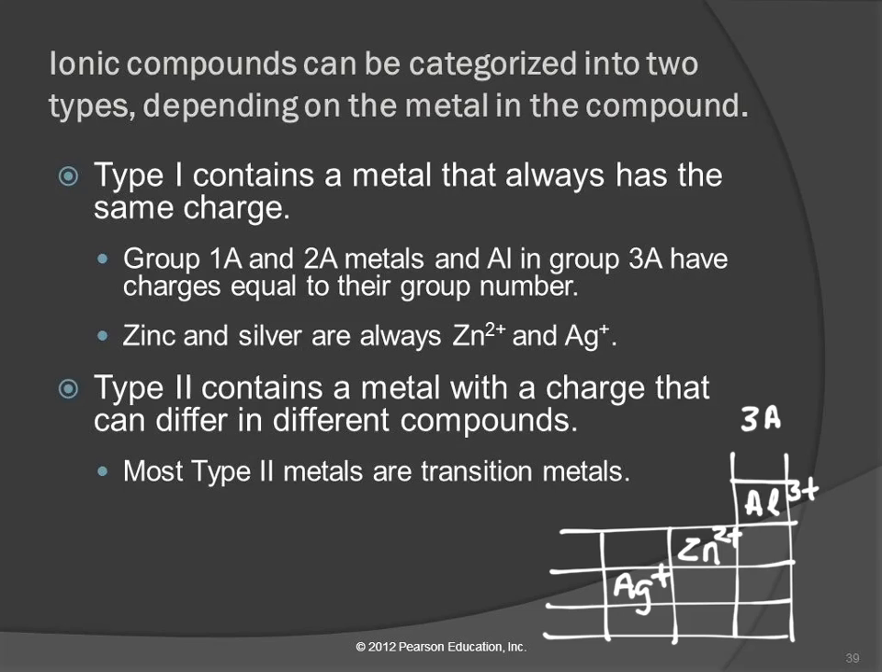Ones in the middle here of the periodic table. But they are also things like tin and lead and bismuth that are over here, not in group 3A. They're technically not transition elements, but they're not in group 1, 2, 3, zinc or silver. So they're in the other group. So we've got two groups of metals.